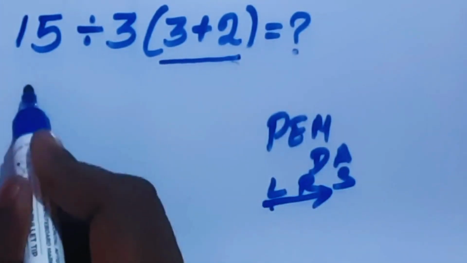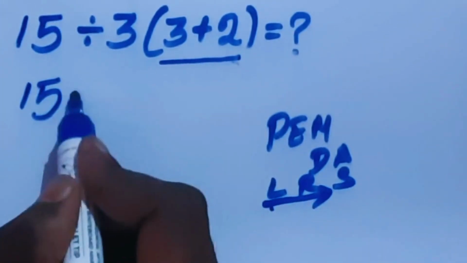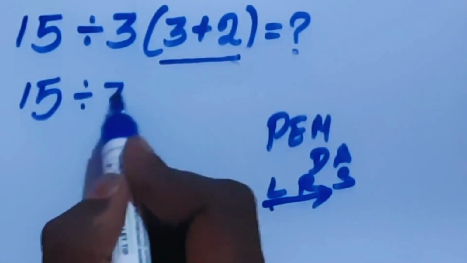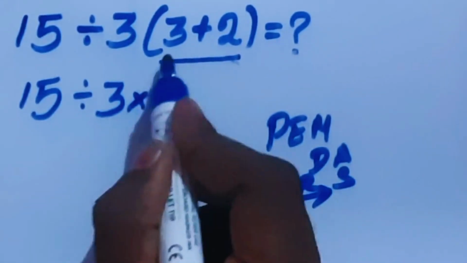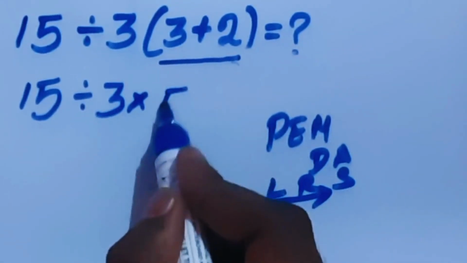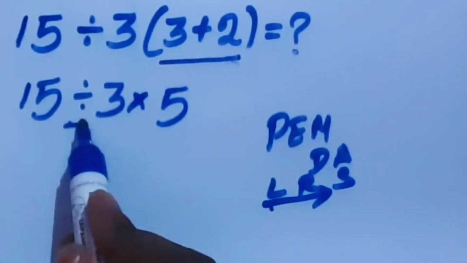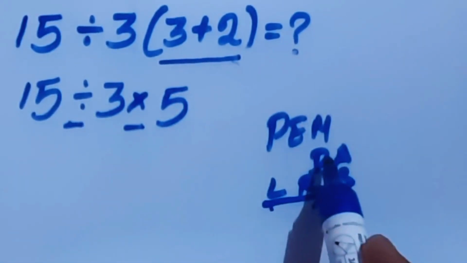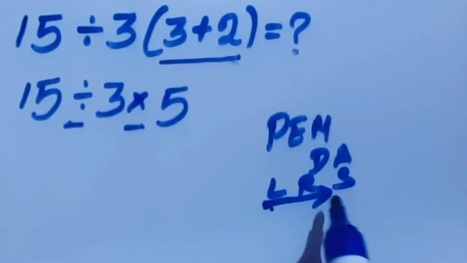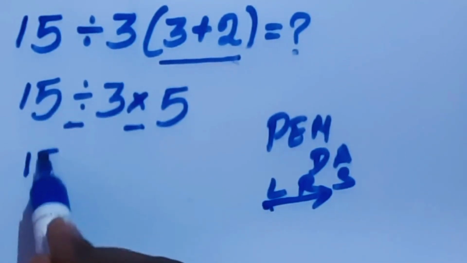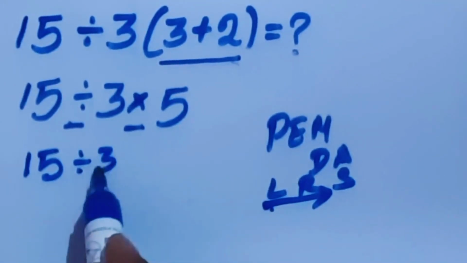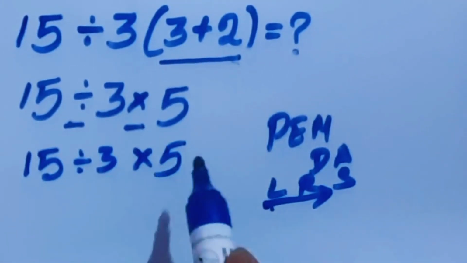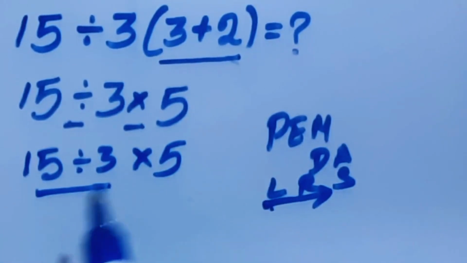First complete this. So 15 divided by 3 times this is 5. Now division and multiplication are the same priority. We have to follow from left to right. So 15 divided by 3 times 5, we have to complete this first.